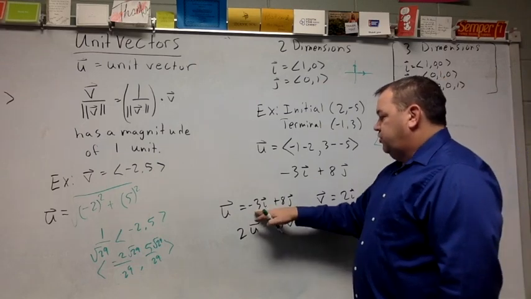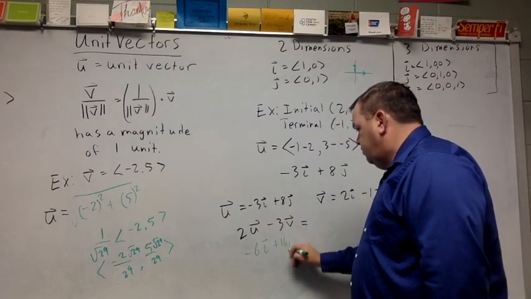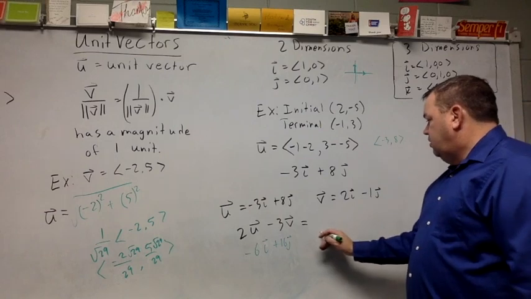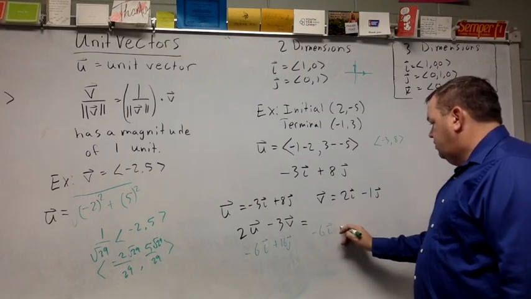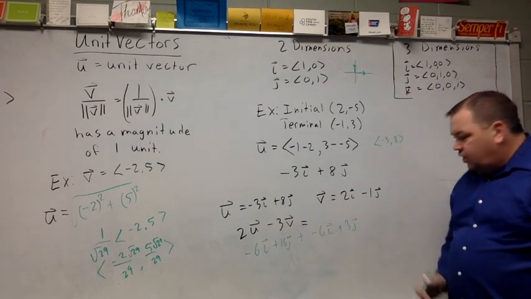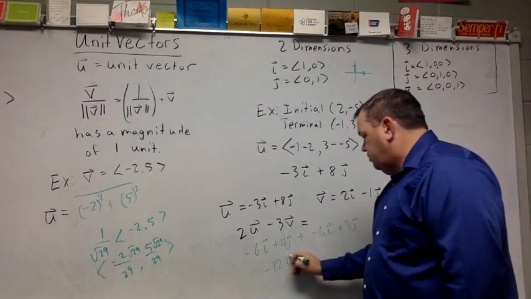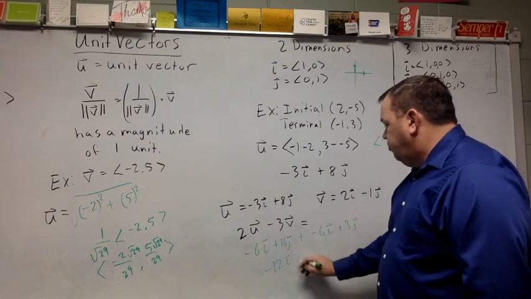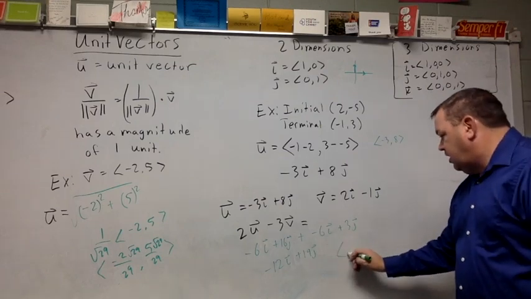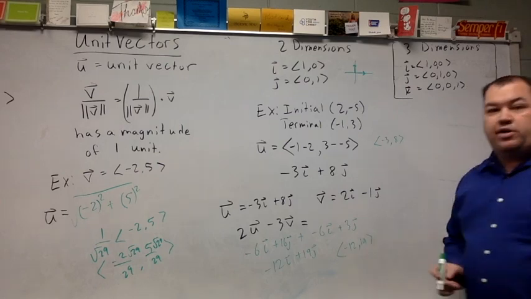So they want me to double vector u. They want me to take vector v times negative 3, and they want me to add these 2 things up. Okay, I add the i portion, this is the x part. I add the j portion, this is the y part. And I have a vector. It would be the same as writing it with these angled brackets for my x and y direction.